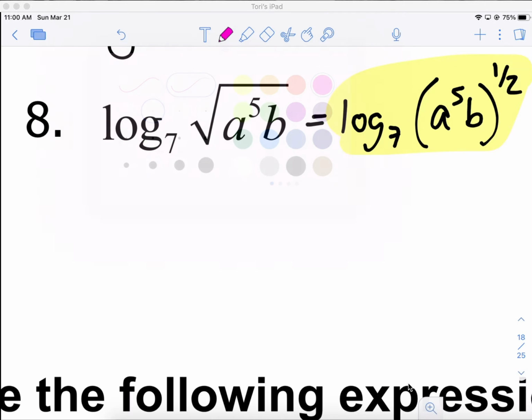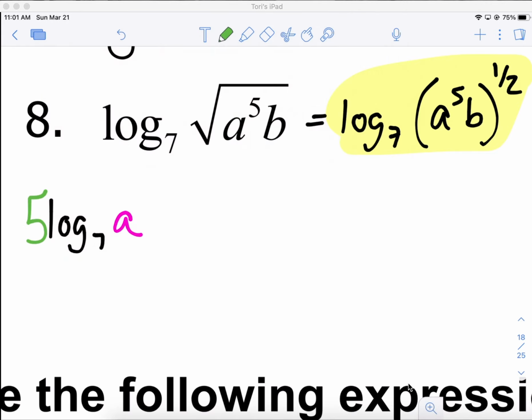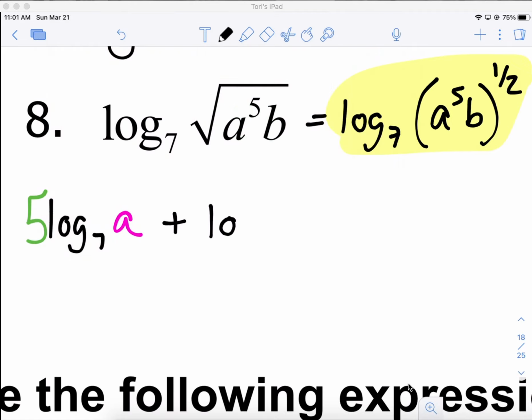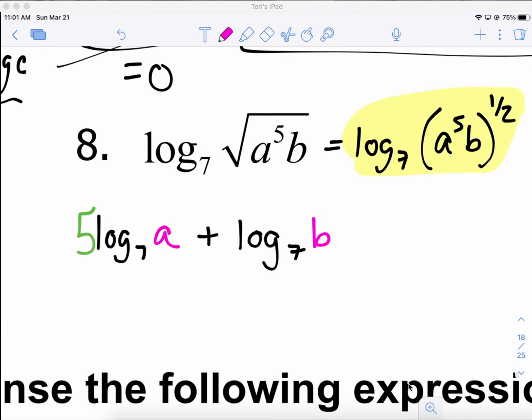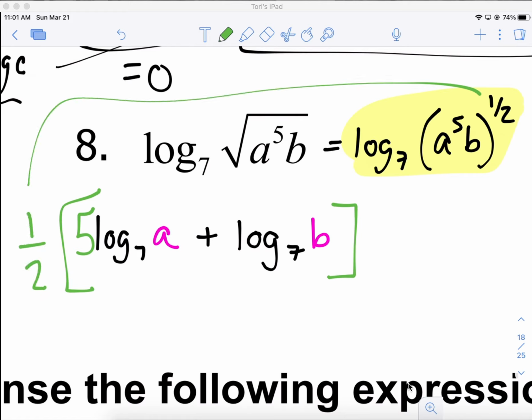All right, so if I'm looking at my pieces, I've got an a that's multiplying, so we're going to go log base 7 of a. That a has an exponent, that's a 5. So I'm going to put the 5 out front. And I'm multiplying him with the b, so we're going to do the same thing. So plus log base 7 of b. The b does not have an exponent, but I do have one large exponent. So I'm going to go ahead and wrap this whole thing in parentheses and put that large exponent all the way out here in the front.